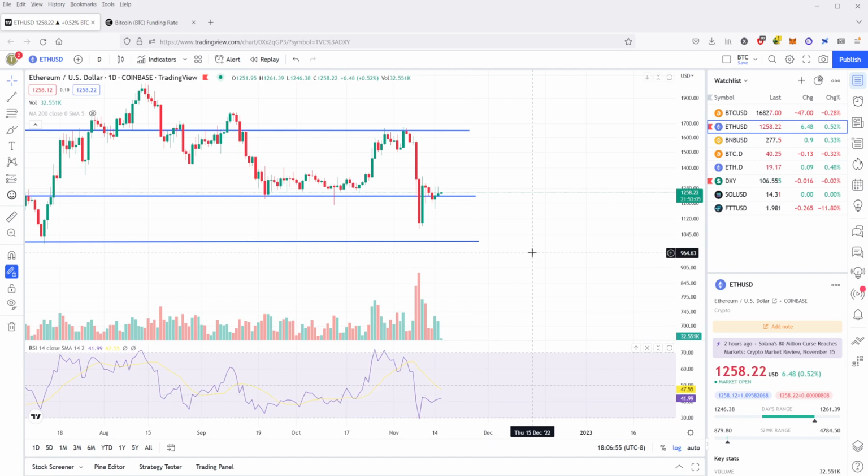Because if we take a look at the daily RSI for Ethereum, it's at 41 right now, or 42. That's not oversold. That's more in the middle of the range. And so it definitely has further to go to reach an oversold condition.